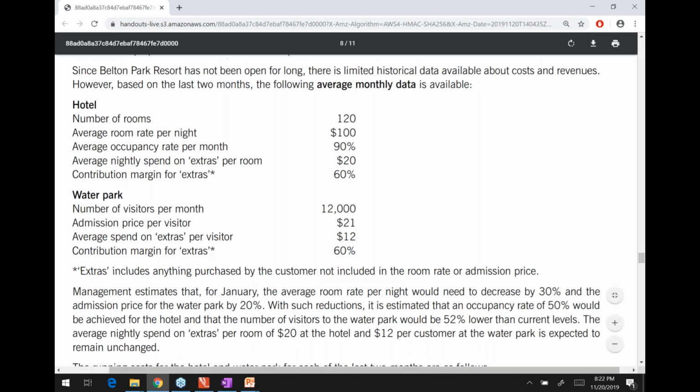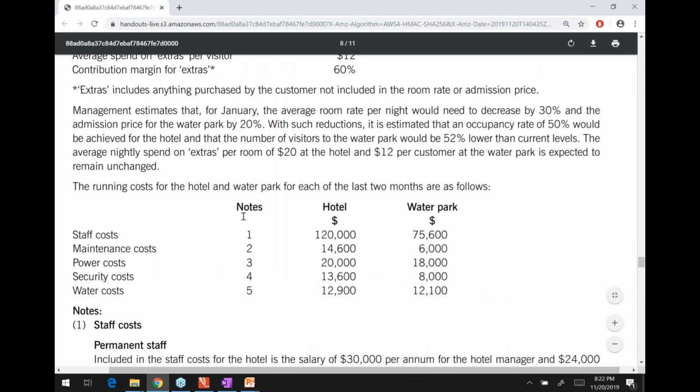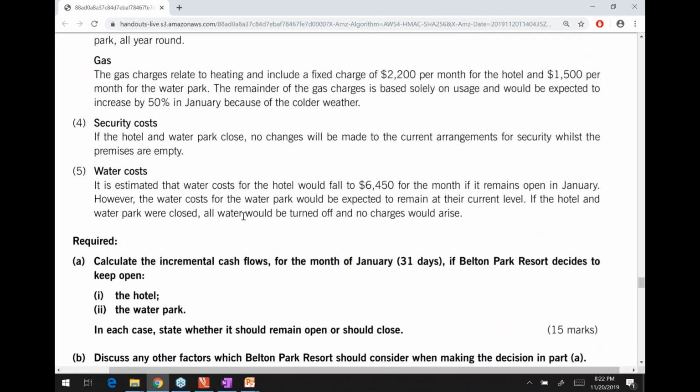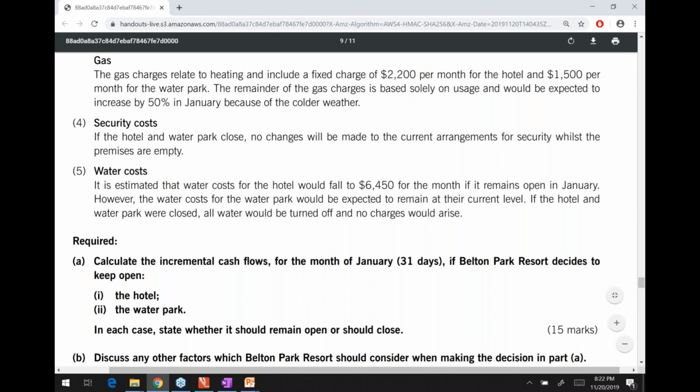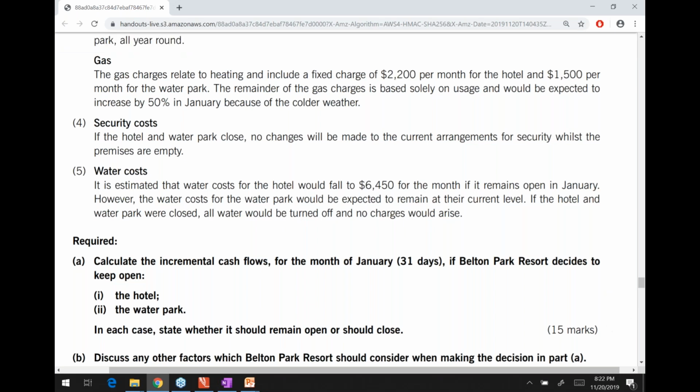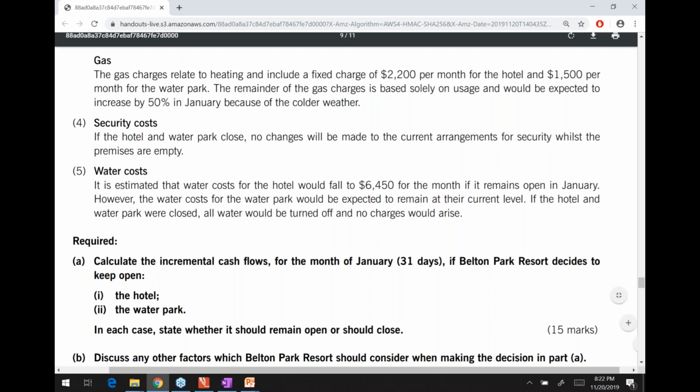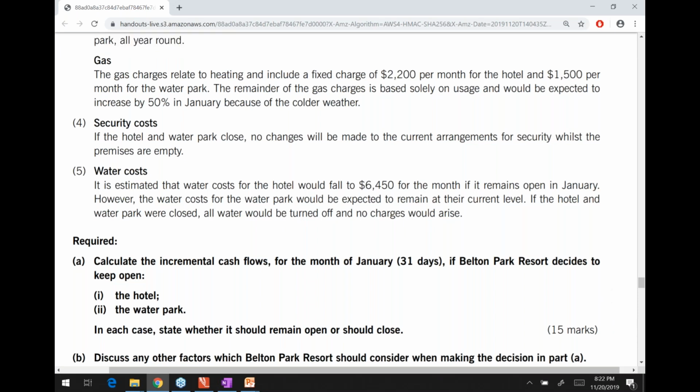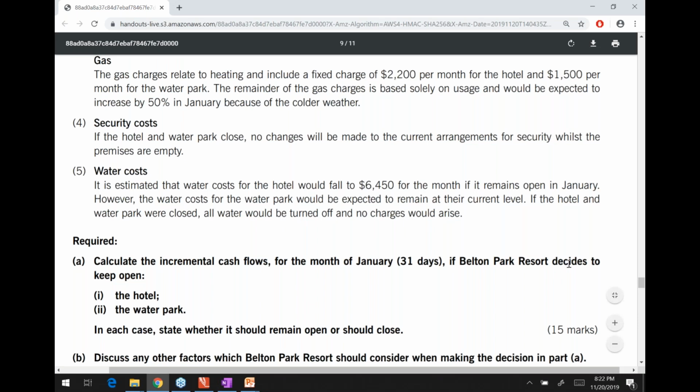Now let me quickly go towards the requirement. Calculate the incremental cash flow for the month of January, and you have to assume 31 days. If the park decides to keep open the hotel and the water park, in each case state whether it should remain open or should close. So you have to take a decision and tell whether it's good to open or good to close using incremental cash flow. As it says, if the company decides to keep open, your mindset here will be to keep open.